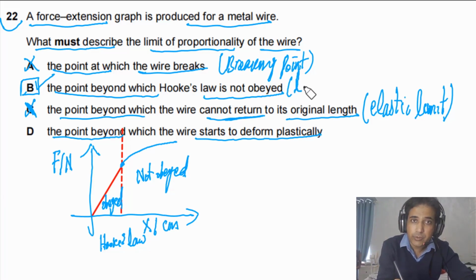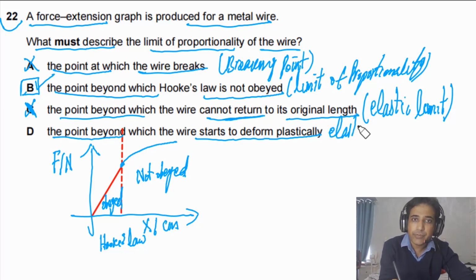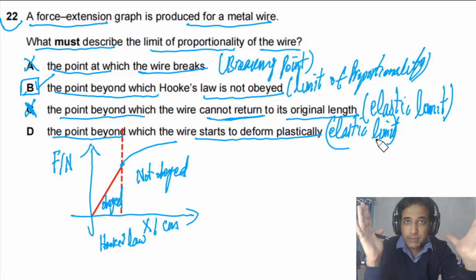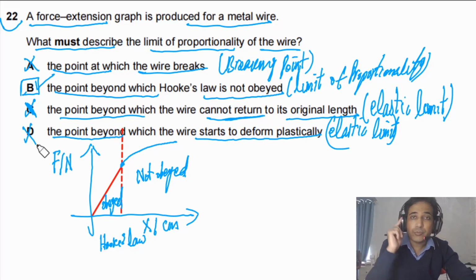So this is the limit of proportionality. Let me write on here for your better understanding. So this is the limit of proportionality, and another way to say it is the elastic limit as well. Until that point it is behaving elastically, after that it is behaving plastically. So the answer for this one has to be B. I hope this makes sense.